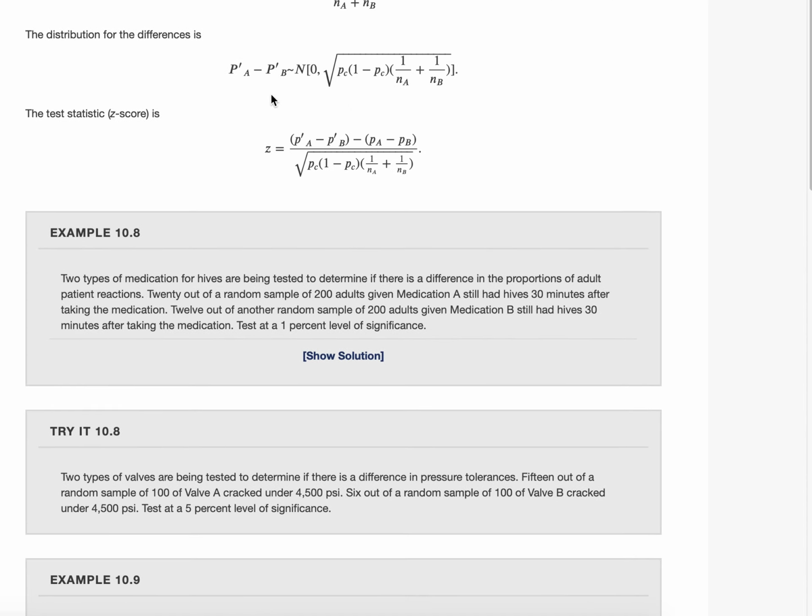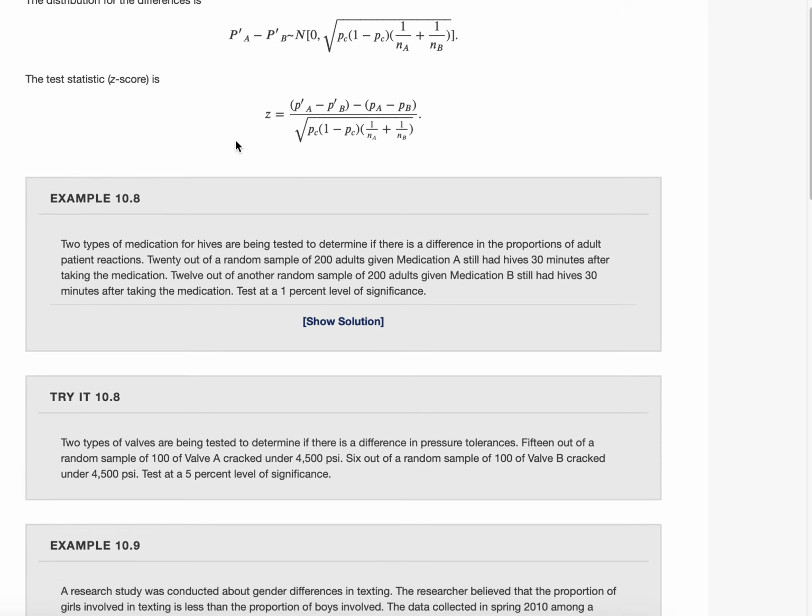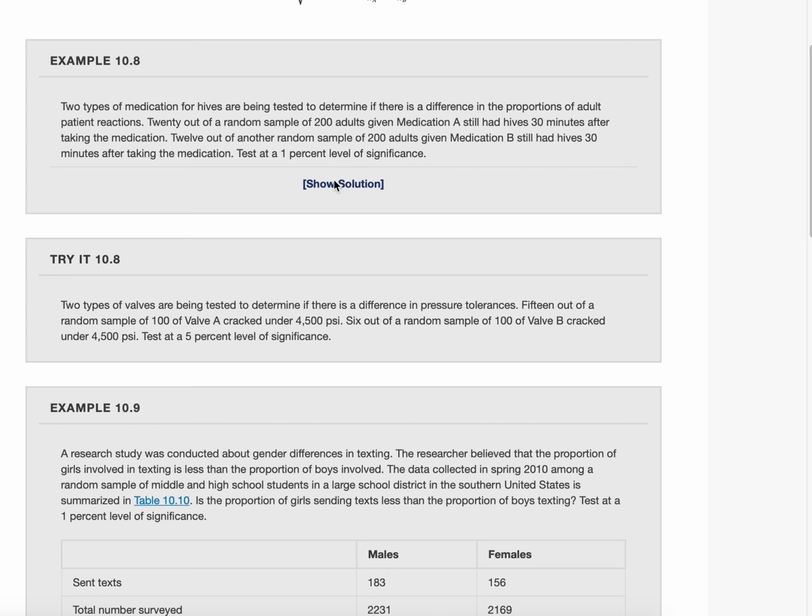The distribution for the differences in my proportions is going to be this giant formula, and then my test statistic. Again, you can use technology for these. You do not have to hand crunch this. So let's look at an example.